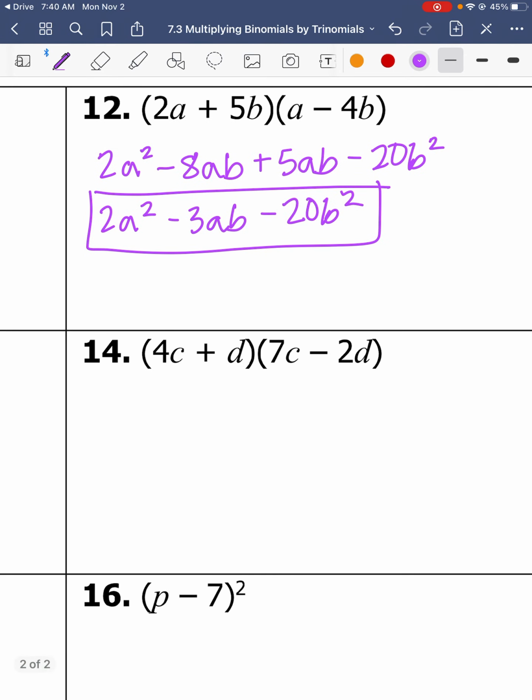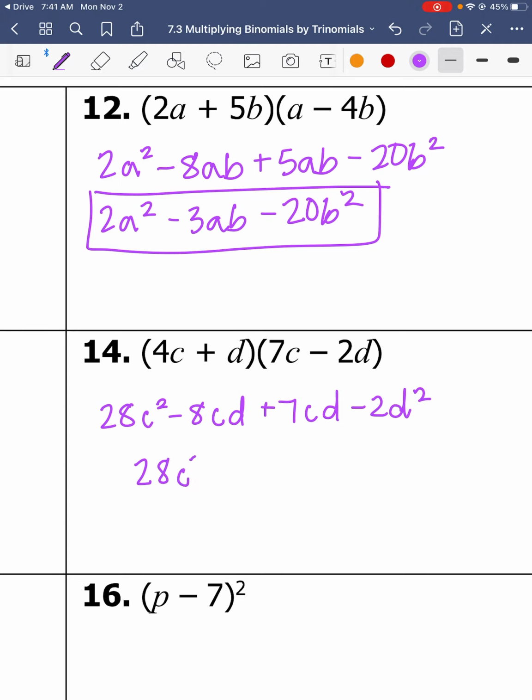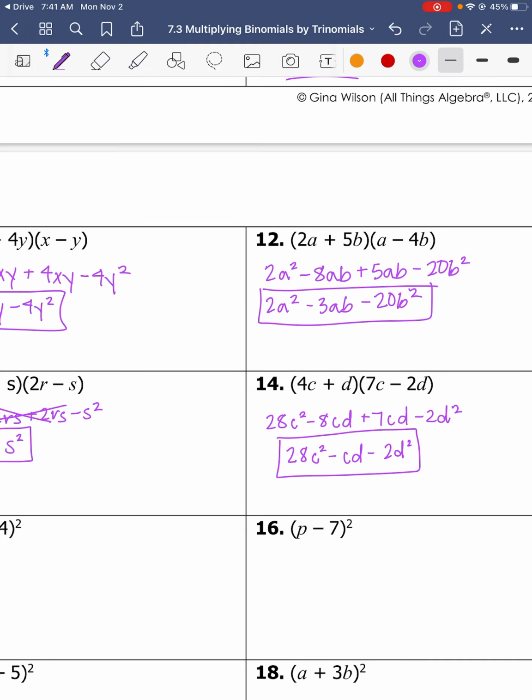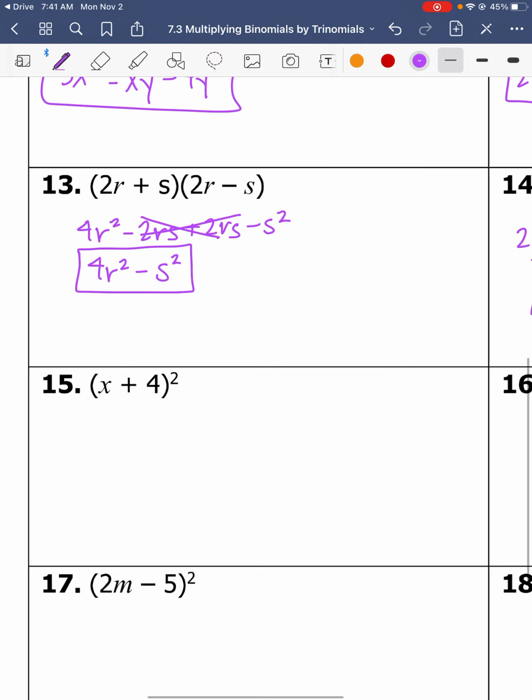And let's move over to 14 here. First two, we get 28c squared, outer two minus 8cd, inner two plus 7cd, and last two minus 2d squared. Combining like terms, we get 28c squared minus 1cd minus 2d squared. This is in standard form because we want the c's first, so that's good.